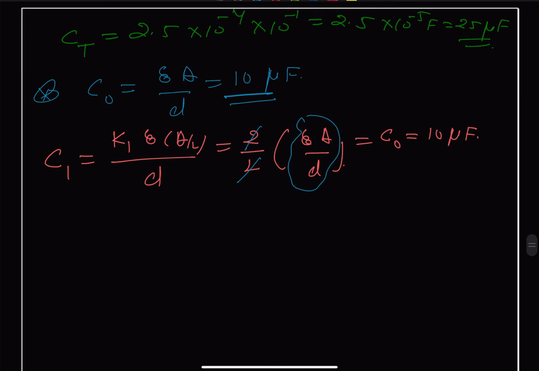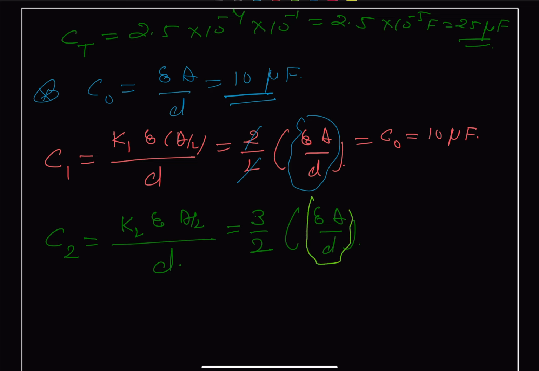Similarly, we can find our C2, which will be equal to K2 epsilon naught A by 2 divided by D. K2 is 3 by 2, and once again epsilon naught A upon D, and this factor is our C naught, so this comes as 3 by 2 multiplied by C naught, which gives us 15 microfarad.